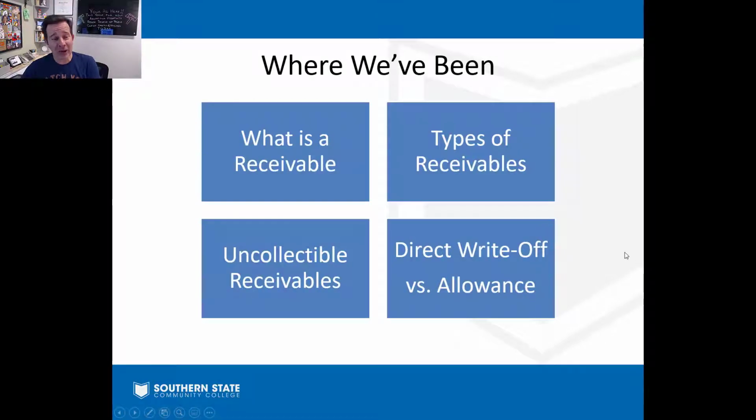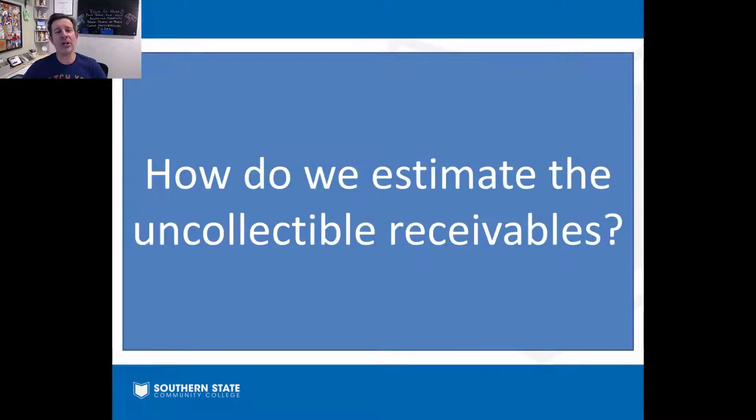Well, up to now, we've been through what is a receivable. We've talked about different types of receivables that we have. We've talked about uncollectible receivables, and we've talked about different ways to account for an uncollectible receivable. So we've covered quite a bit of ground, and we got one more area to cover. And we're going to do that right now.